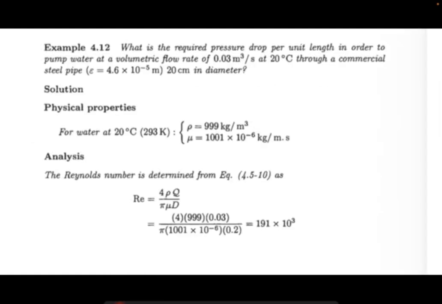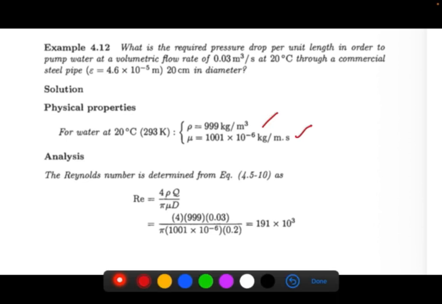The fluid properties of density and viscosity are given to us in the question. Firstly, as the first step, we calculate the Reynolds number from the given parameters, that is density, volumetric flow rate, viscosity and the pipe diameter. We get the Reynolds number to be 191 into 10 to the power 3, which is much greater than 4000. So the flow is a turbulent flow.